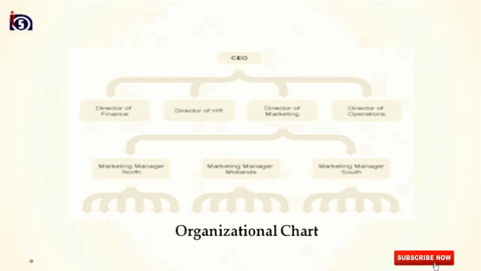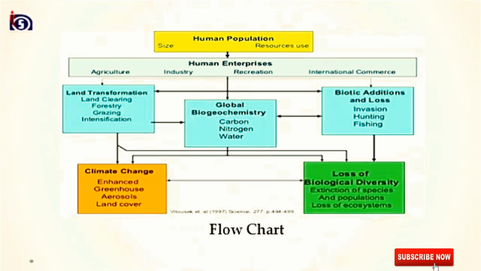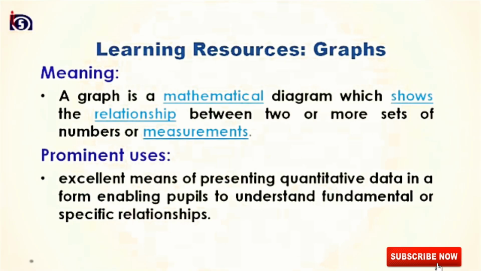Then we are having an organizational chart. There is an organizational chart on your screen where we have shown the organizational structure of a company or an organization. Now we are having a flow chart in which the human population and its effects have been shown, how the human population is growing and what kind of effects it is making on our earth or to the civilization. Now coming to the graph as a learning resource, which is the second subtopic for today's lesson.